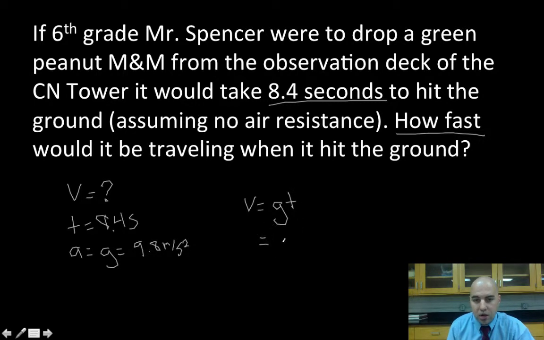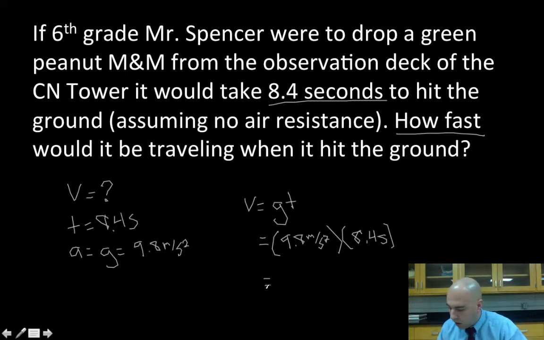So if I go and solve this, I've got, all right, 9.8 meters per second squared multiplied by the time, which in this case is 8.4 seconds. And if I get out my calculator and do this, I am going to find that it is right about, what is it? 82, that's supposed to be an 8, by the way, 82 meters per second.